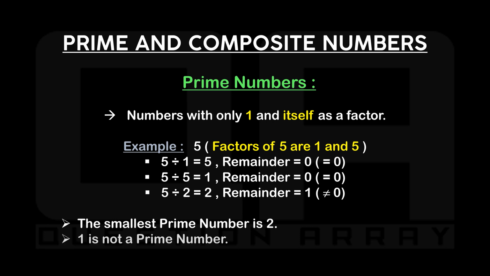Please note that 1 is not a prime number, right? A prime has to have two factors, right? 1 and itself. In the case of 1, it's just 1, and 1 is not a prime number. The smallest prime number is 2. Alright, so we are clear what we mean with prime numbers.